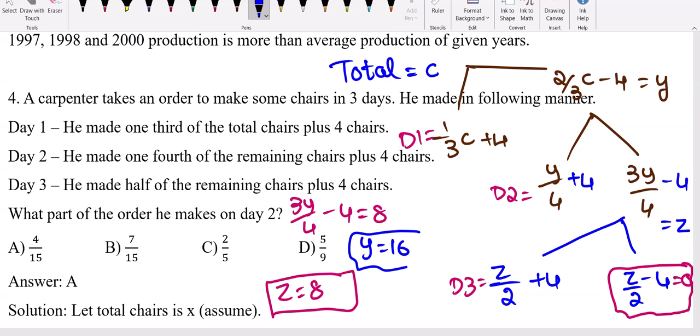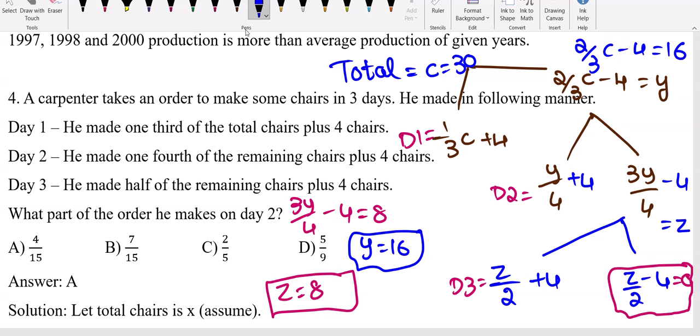Check it out. Is the y value 16 or not? Minus 4 will go to that side, 12. 12 into 4, 48. 48 divided by 3, 16. Y is 16. Calculate C also, dear. Y value 16, I am putting that here: 2 by 3 C minus 4 equals 16. This will go to that side, 20. 30 is the total. Total number of shades you taken, the task is 30.